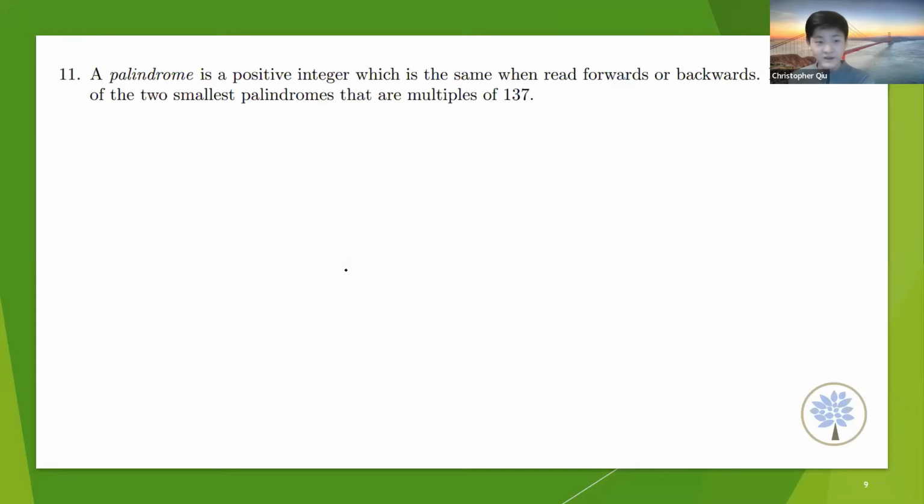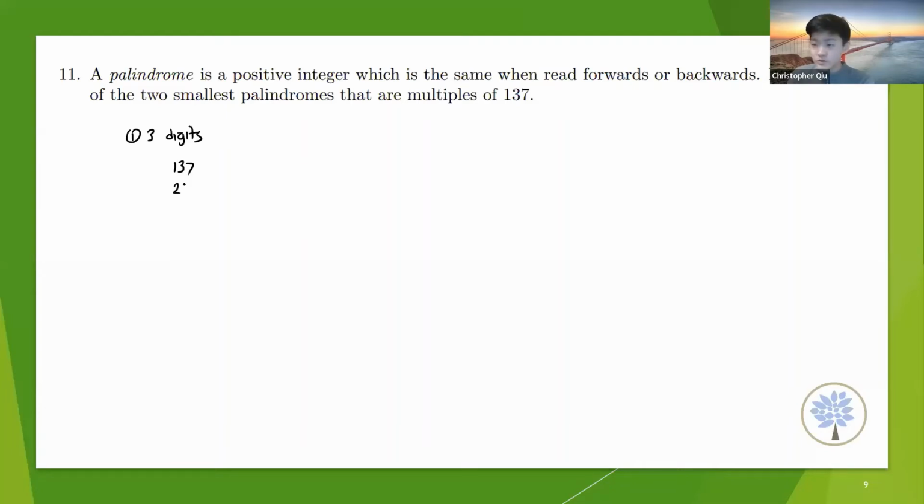And we only need to find the 2 smallest palindromes. So we can first consider 3-digit numbers, and then 4-digit numbers, and then 5-digit numbers, and so on. Let's start with 3-digit numbers. There aren't many 3-digit multiples of 137, so let's just check all of them.